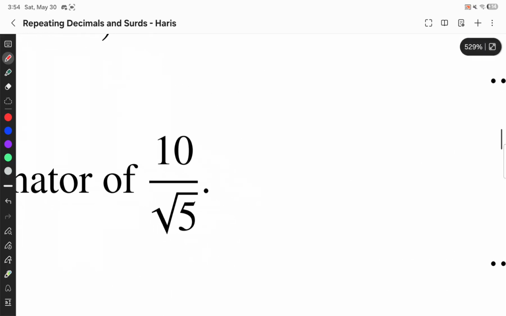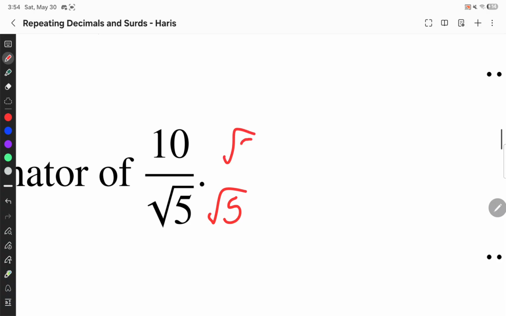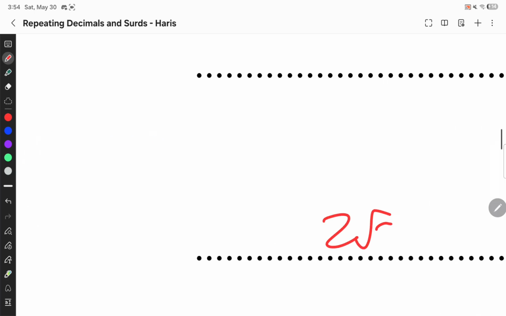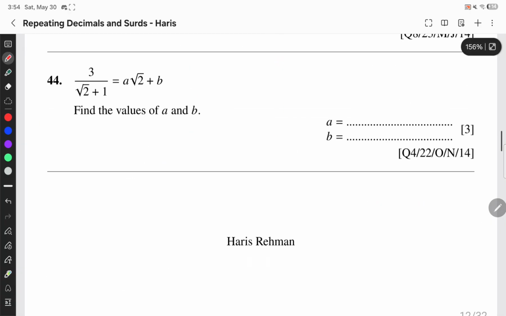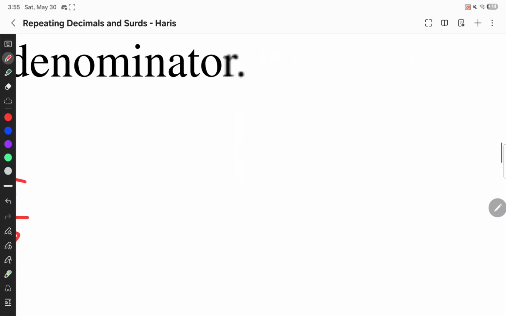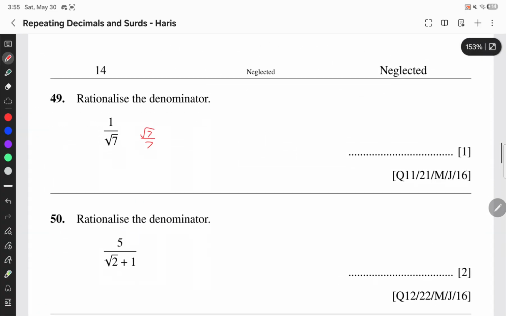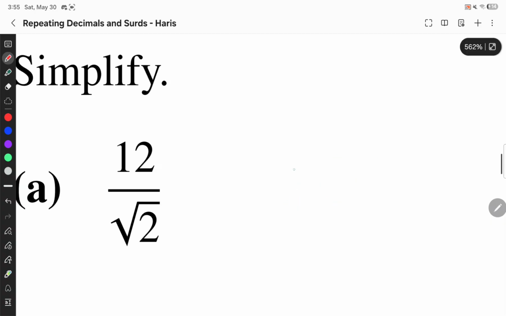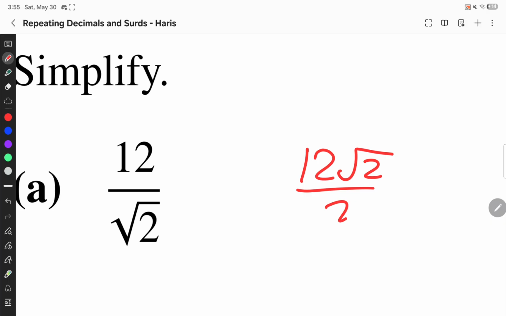Following here, root 5, this is 10 root 5 all over 5. This simplifies to 2, so this is 2 root 5. Nice. There's also these 1 marker questions. You can do this trivially now that I told you. Root 7 over, here it would be 6 root 3 over 3, which becomes 2 root 3. 12 root 2 all over 2, which is 6 root 2, and so on.